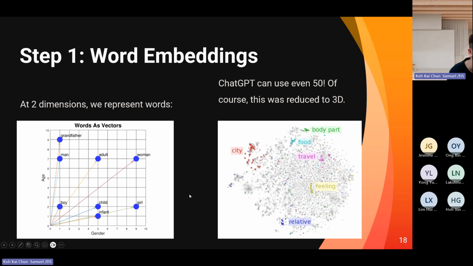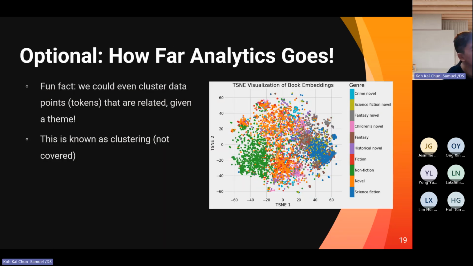Given this algorithm is able to do this, you can sum up meaningful patterns for data analysis, and this is known as exploratory data analysis, EDA. So let's move on to the optional part, how far analytics could go. We could even cluster data that are related given a theme. Again, like we talked about Disney.